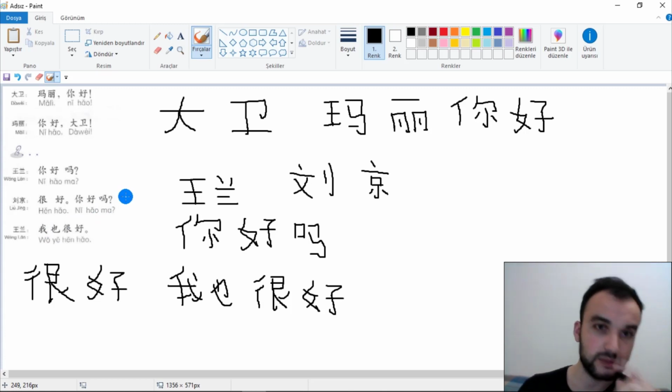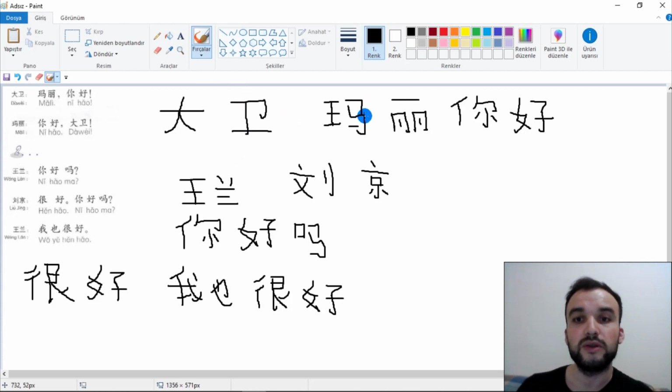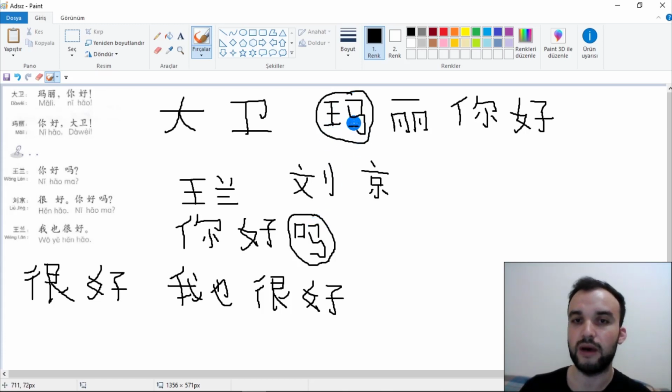And in the previous lesson, I didn't mention something. The characters look so difficult, but there is a similarity between characters. They are not so different from one another. For example, we have here two ma, Mali, and here ma makes a yes no question. Their sound is ma, and this part is also the same.